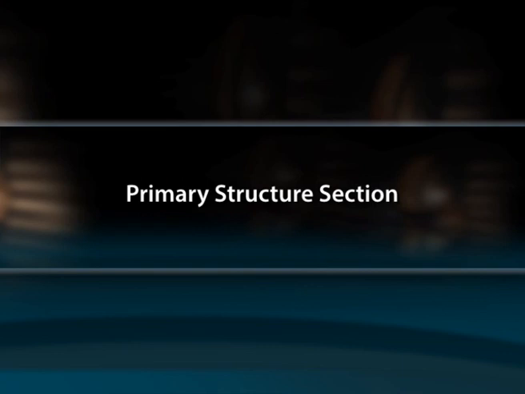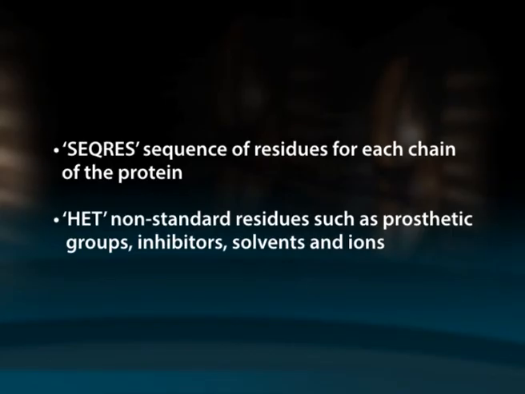Primary structure section. This section gives us information about the primary sequence or the sequence of residues for each chain of the protein. This section also gives information about non-standard residues. Information about the name and formula of heterogroups in the macromolecule are also included in the section. SEQRES, sequence of residues for each chain of the protein. HET, non-standard residues such as prosthetic groups, inhibitors, solvents and ions.